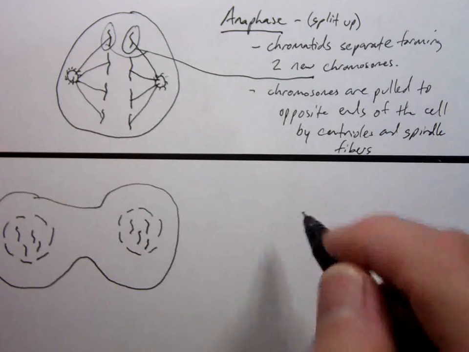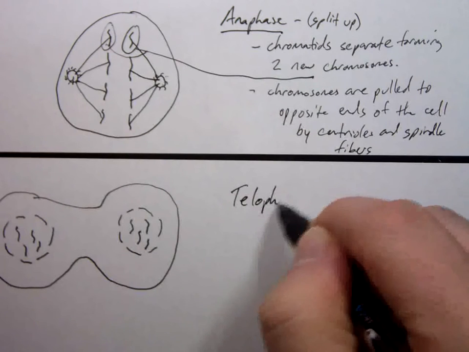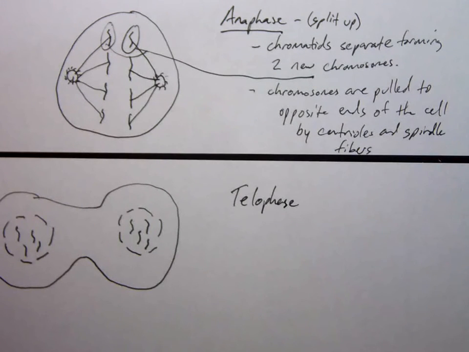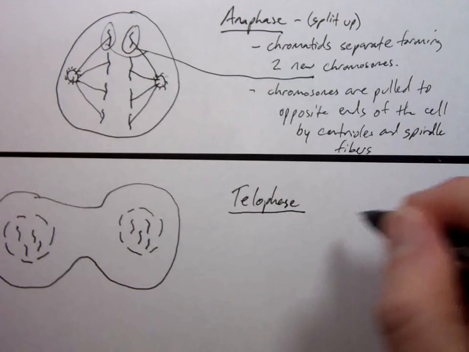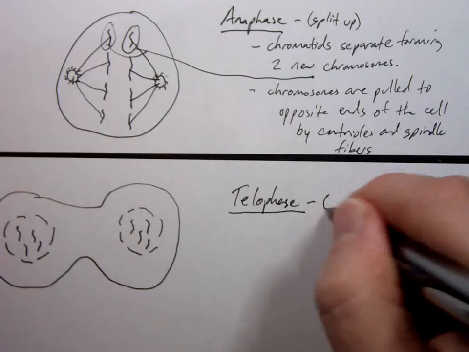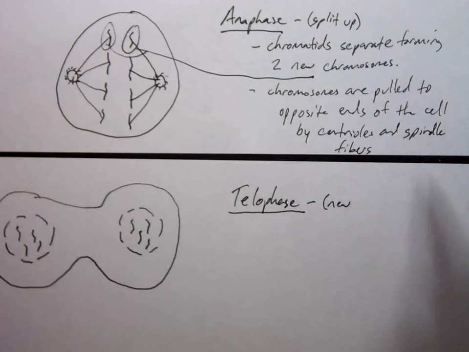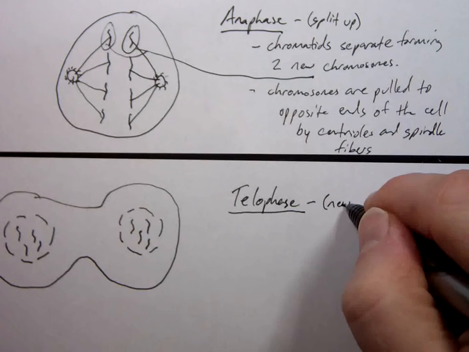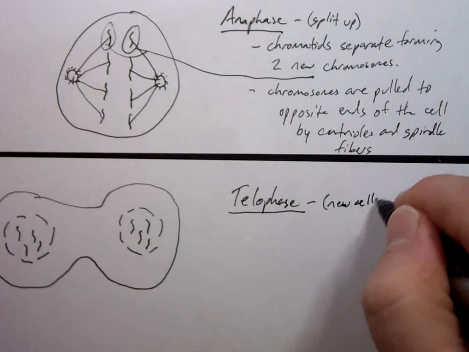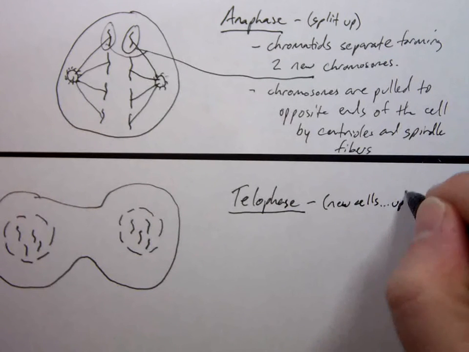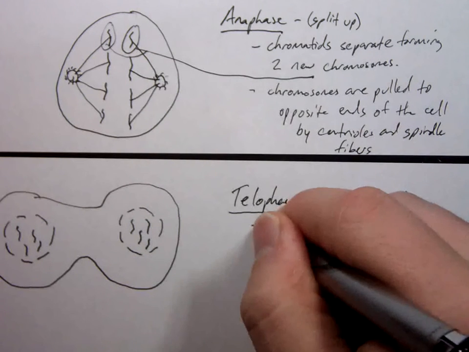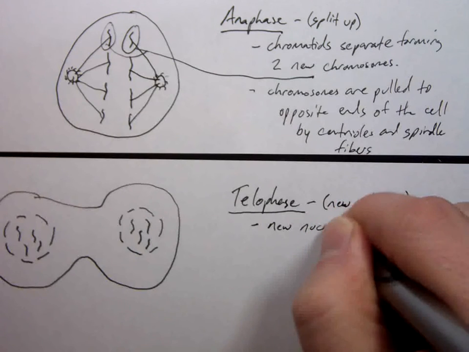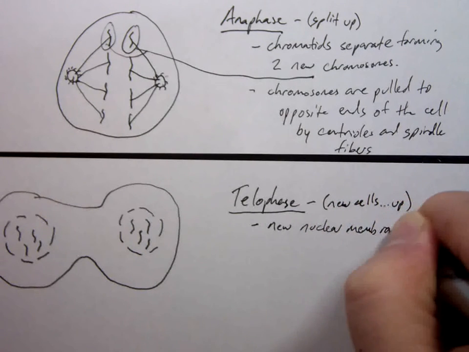Last phase. Telophase. Spindle. Okay. So here, I'd love to end it with a positive note because everything else is a new cell. I don't know, it's not working great, but all right. So you can see a new nuclear membrane forming.